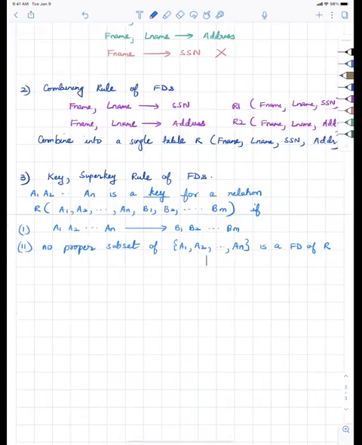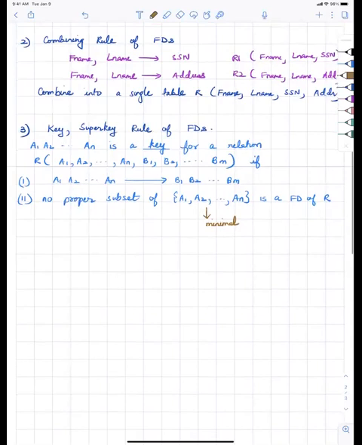So this is the smallest, it's a minimal set. You can't have anything smaller than this functionally determined B1, B2, and Bn. And sometimes you might find that you have multiple keys. So if you have more than one key, pick one key as the primary, and the other one will become the candidate key.